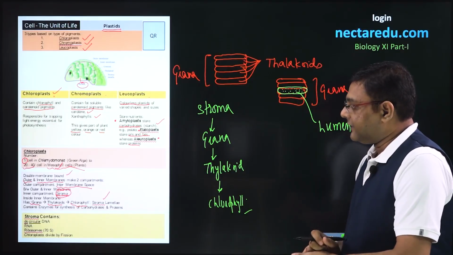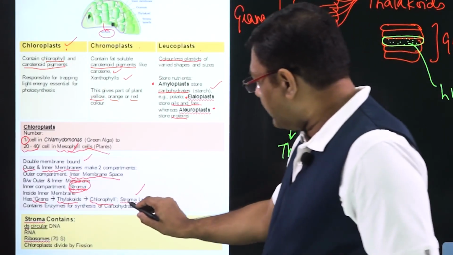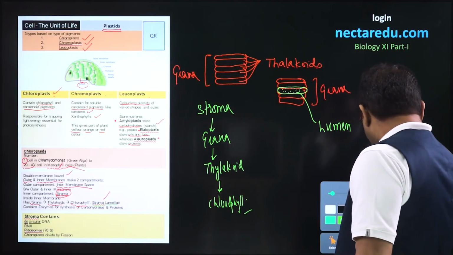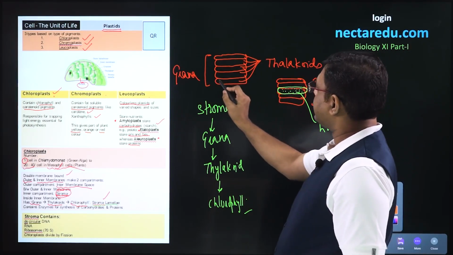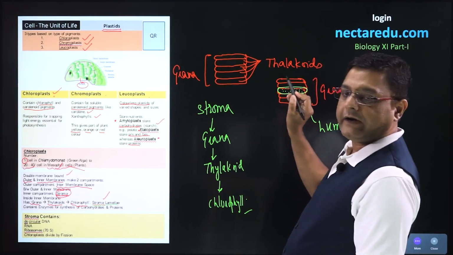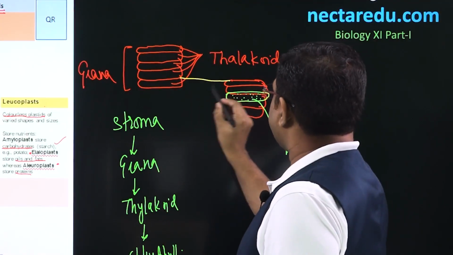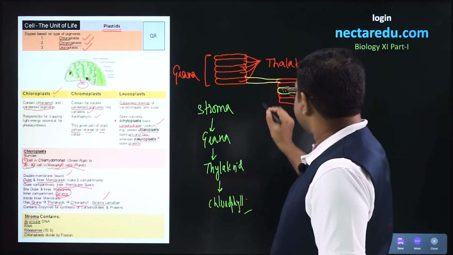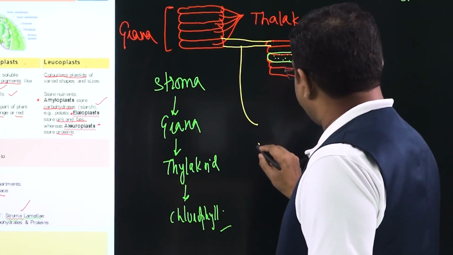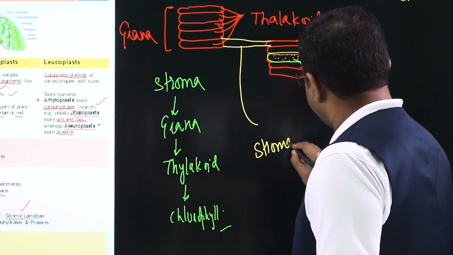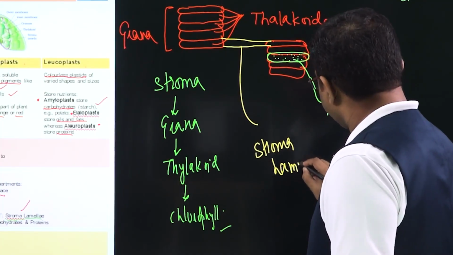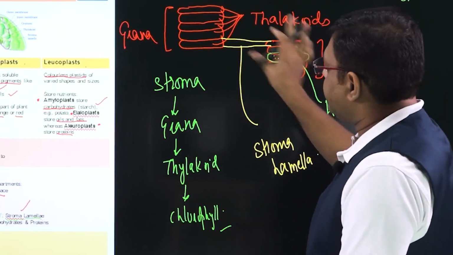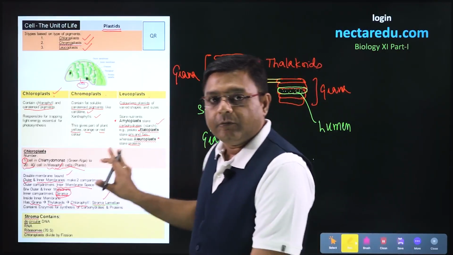Along with these structures, one more structure we talked about was stroma lamellae. Now what is stroma lamellae? If we see two thylakoids, one thylakoid is this and one thylakoid is this. The structure which connects the thylakoids of different grana is called stroma lamellae. So this is the structure. These all will be present inside the stroma.